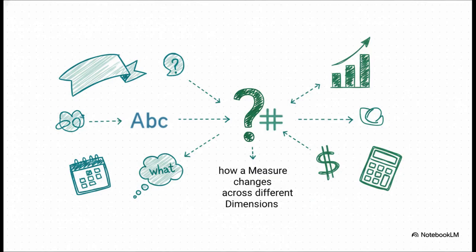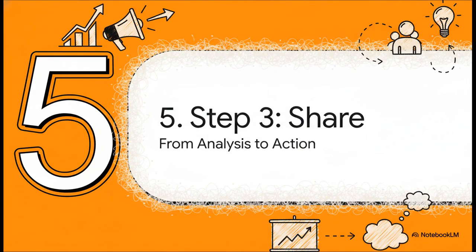Then you have measures, which are colored green. These are your numbers, the things you can do math on, like sales, profit, or clicks. Really, the entire goal of analyzing in Tableau is just to see how a measure changes when you slice and dice it by different dimensions. That's it.